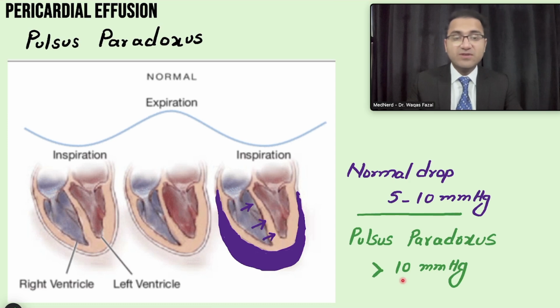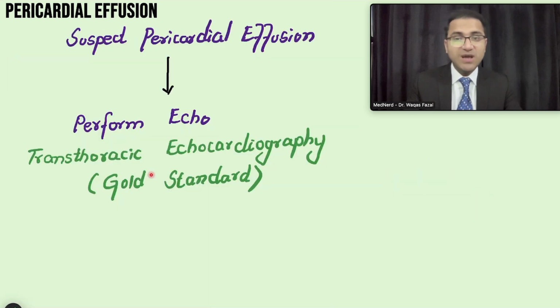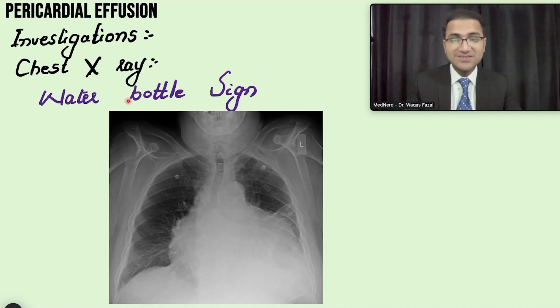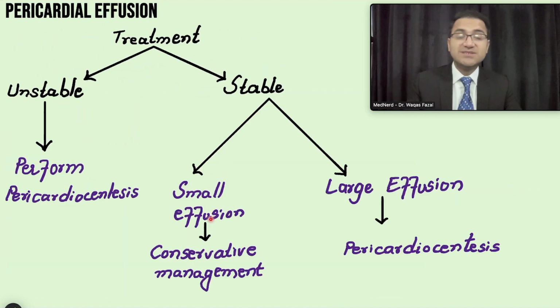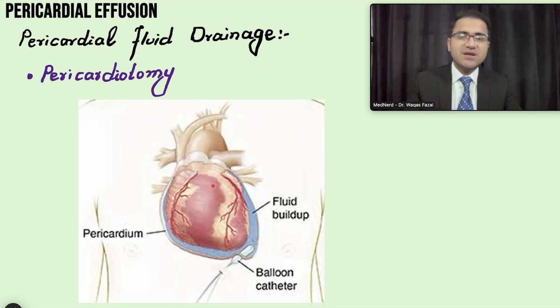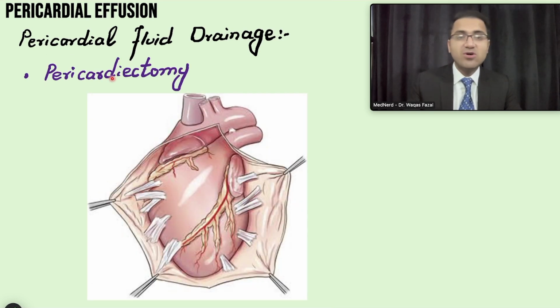Greater than 10 mm Hg drop in blood pressure during inspiration is abnormal. Echocardiography is the gold standard test, with electrical alternans on ECG, water bottle sign on chest X-ray, and pericardial fluid analysis for the diagnosis. If the patient is unstable, do pericardiocentesis. If the patient is stable, in such cases, you have to treat the cause. If it is resistant, then you go for pericardiotomy or pericardiectomy.